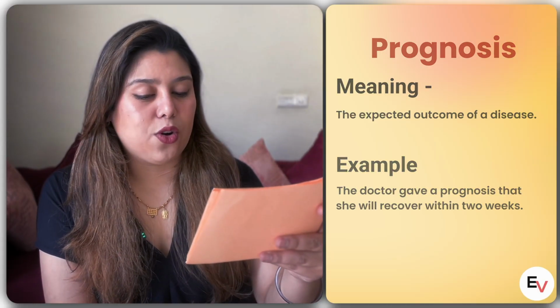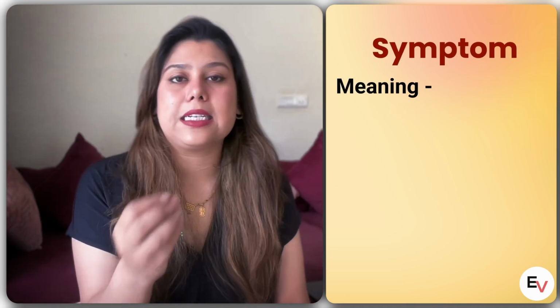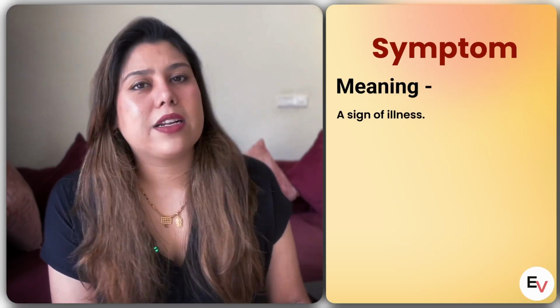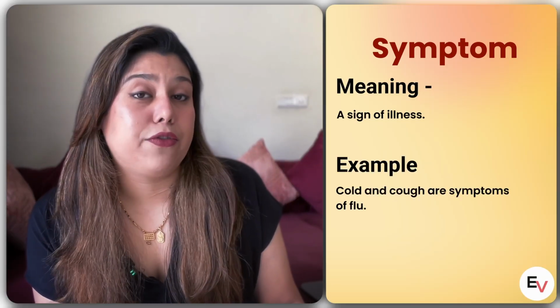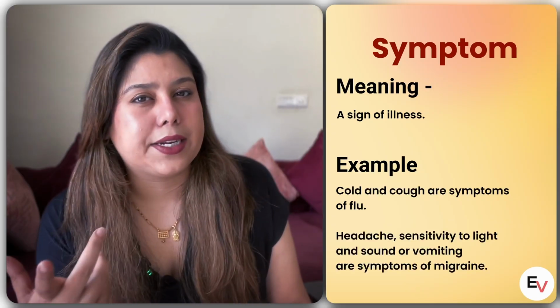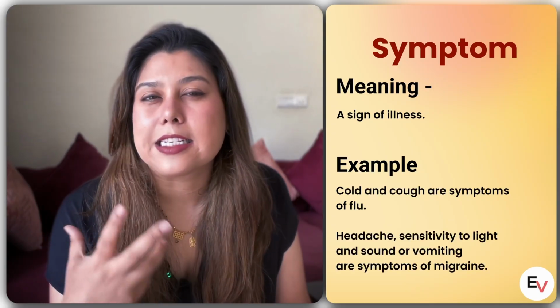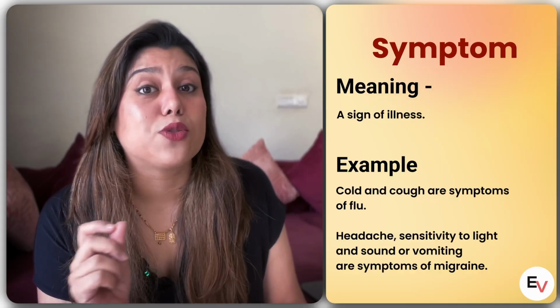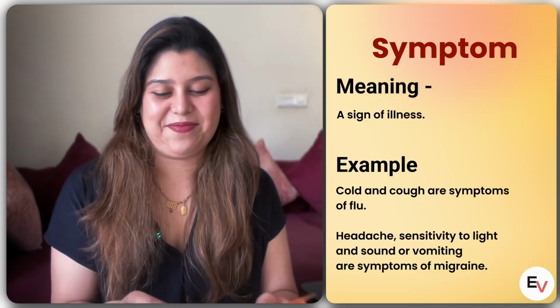Moving on to your third word, symptom. Repeat after me. Symptom. Now, a symptom is a sign of illness. For example, like cold and cough, they are symptoms of flu. And now headache, sensitivity to light and sound, or vomiting, they are symptoms of migraine.